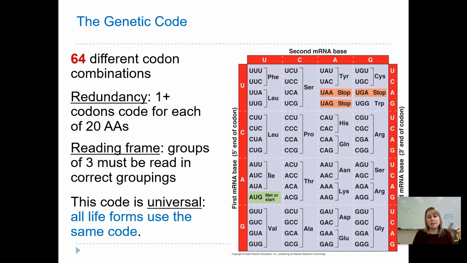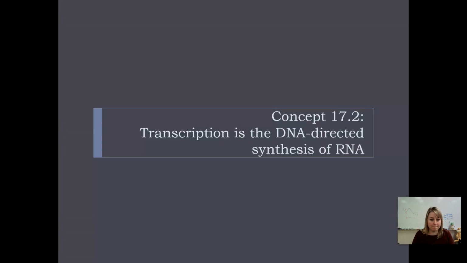This code, again, is universal. Every single organism on the planet uses the exact same code. ACU codes for threonine in me. It codes for threonine in you. It codes for threonine in the blade of grass outside. It codes for threonine in prokaryotic cells. Anytime A, C, and U are together, they always code for the exact same amino acid. More evidence for the unity of life and evolution.